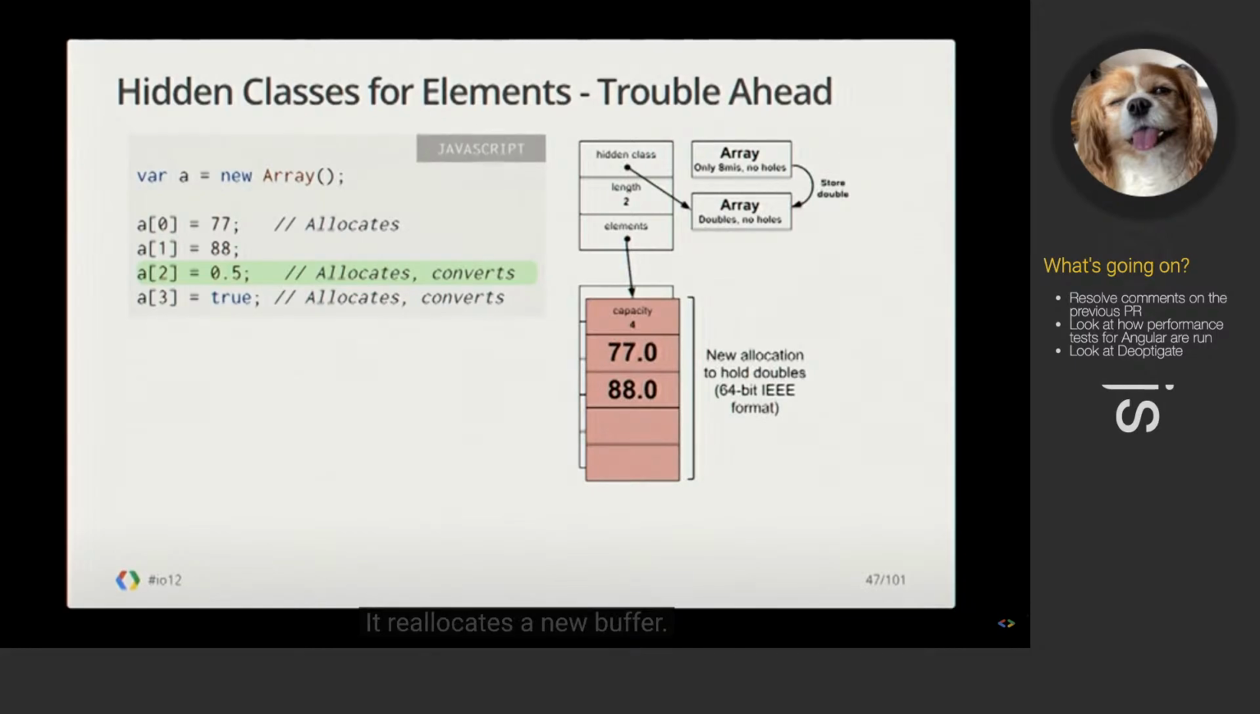It reallocates a new buffer. This time, each of the element slots is 64 bits. It converts the existing small integer.